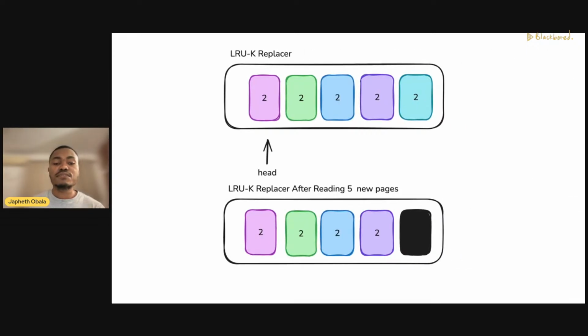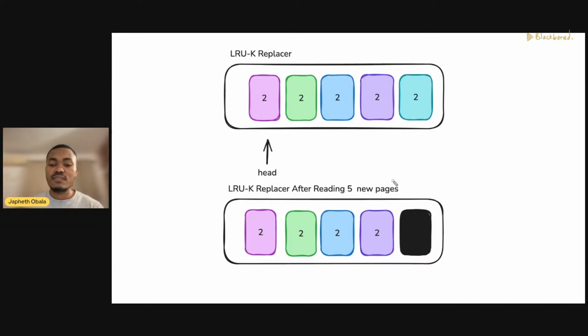An alternative is to use an LRU-K replacement policy, where it not only considers the recency, but also the frequency of access for a page. So in this case, for example, we have a bunch of frames that have been accessed twice each, and now we do the same thing. We do a table scan for a table with 5 pages again.